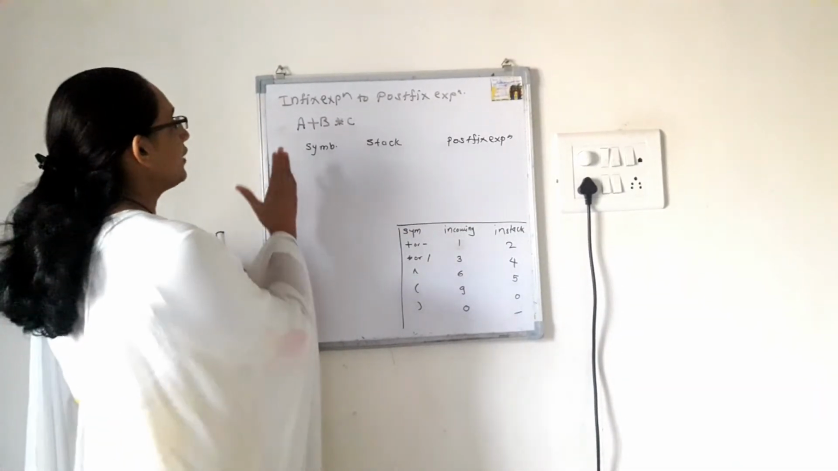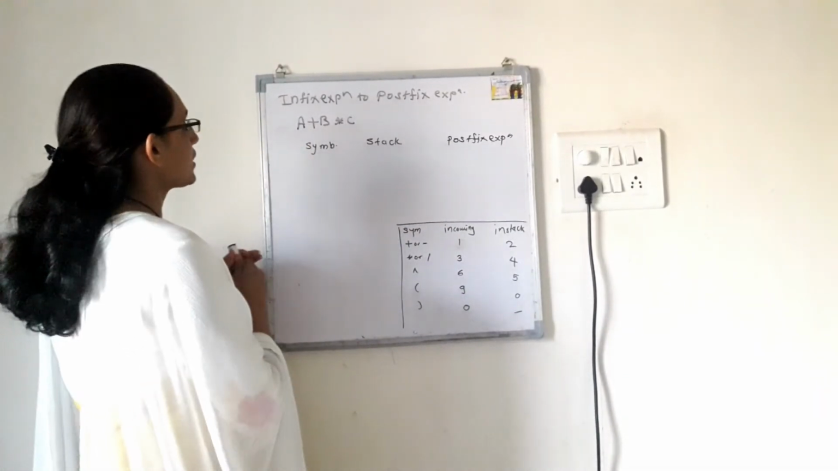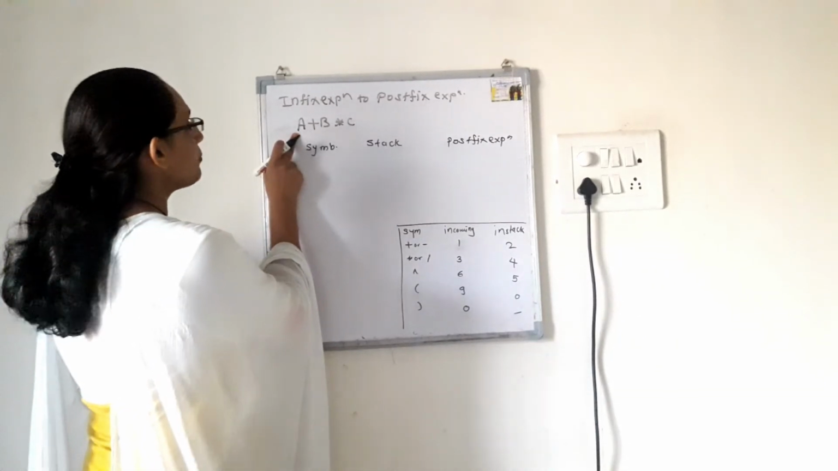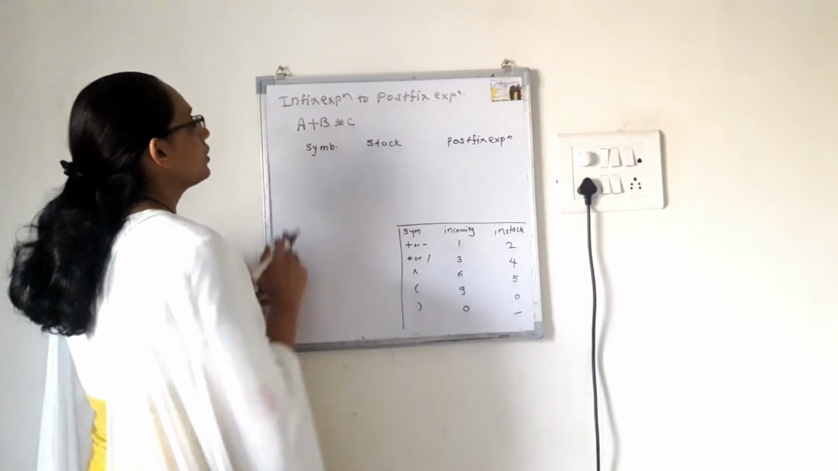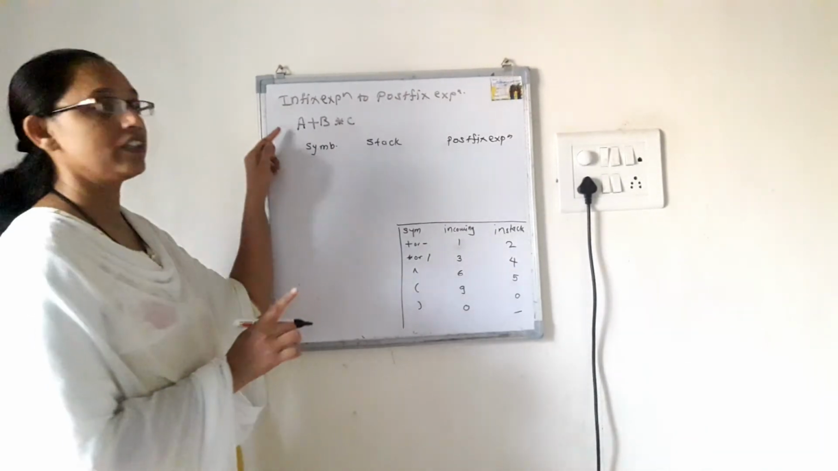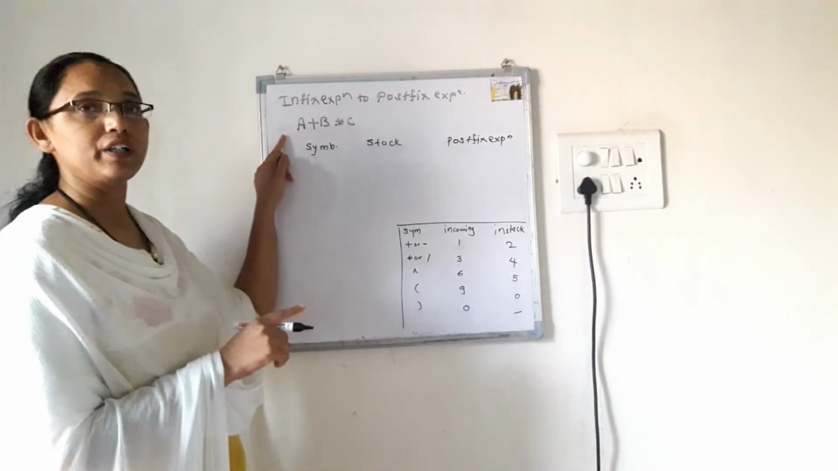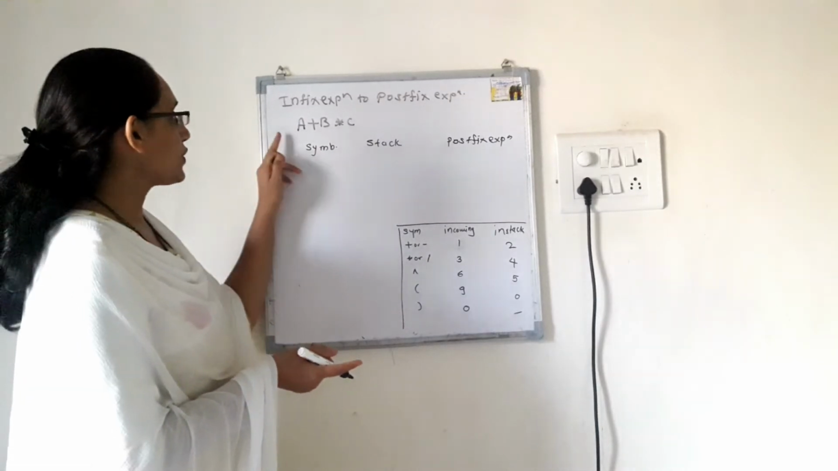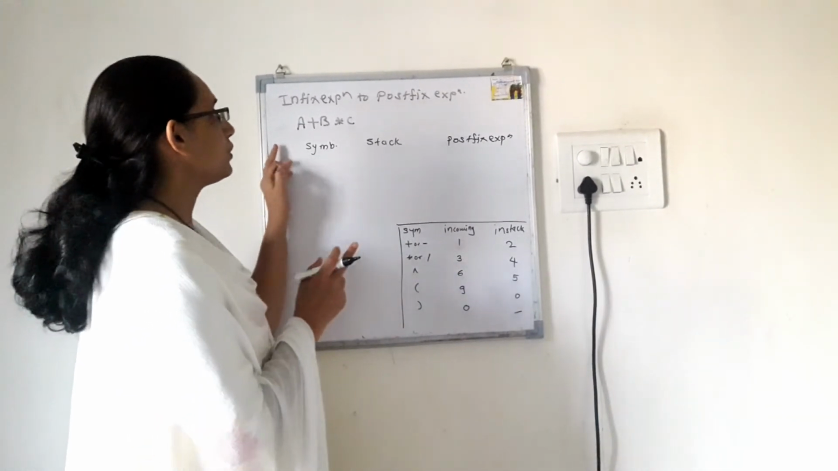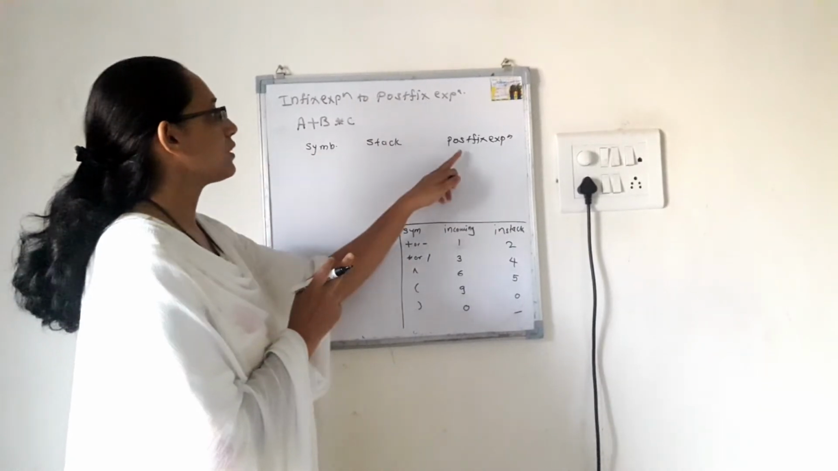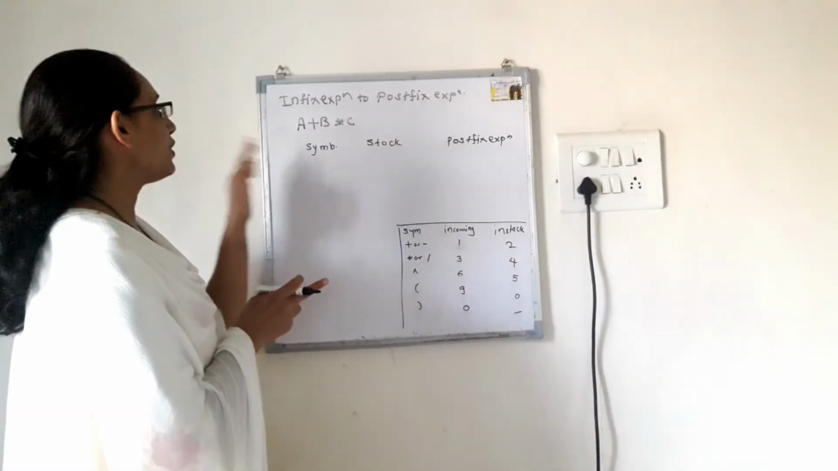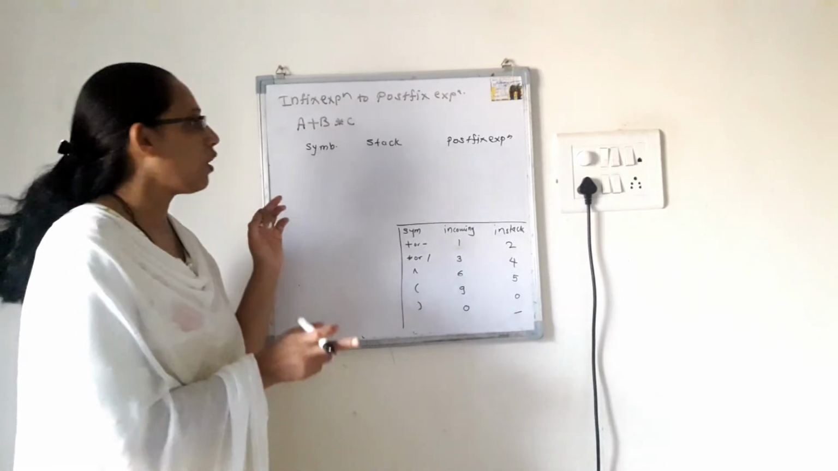To convert the given infix expression into postfix expression, we read the symbols of the infix expression one by one from left to right. When we read a symbol, we check whether the given symbol is an operator or an operand. If it is an operand, then we directly put that operand into the output expression. The output expression is the postfix expression. If the symbol is not an operand, then it is an operator.